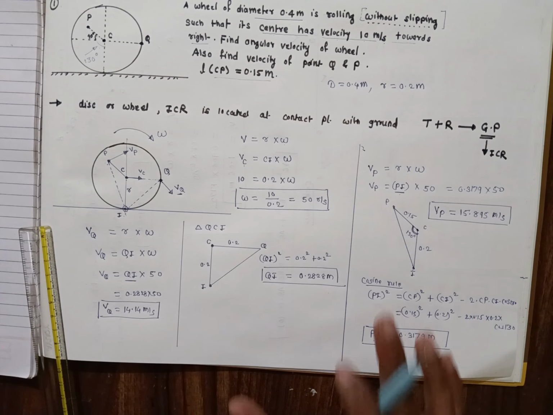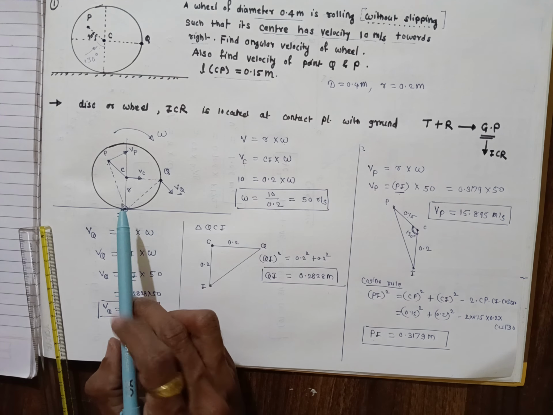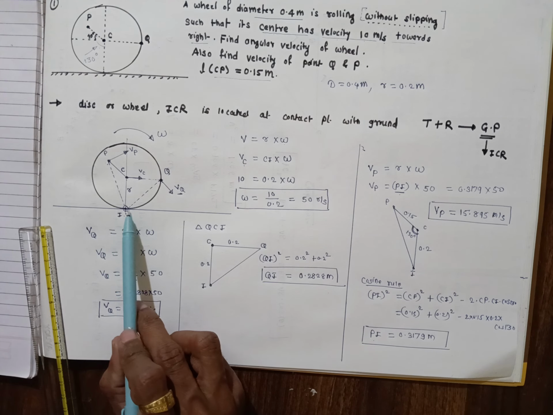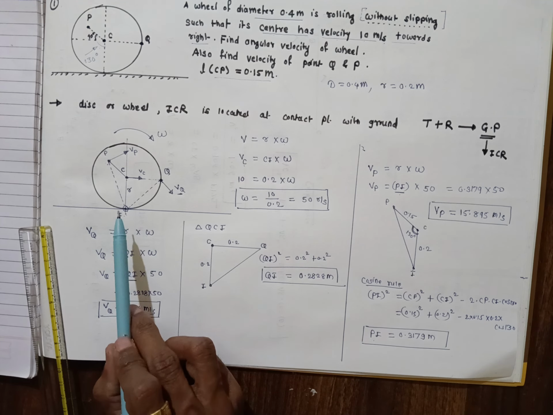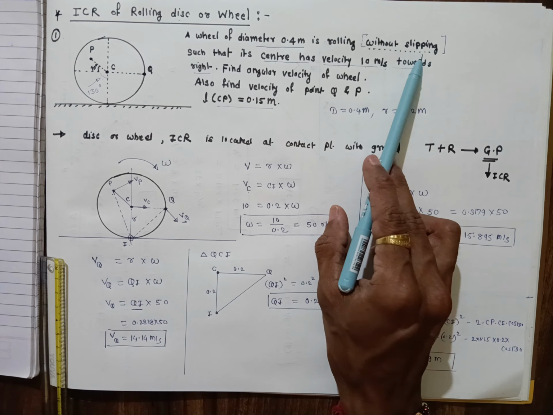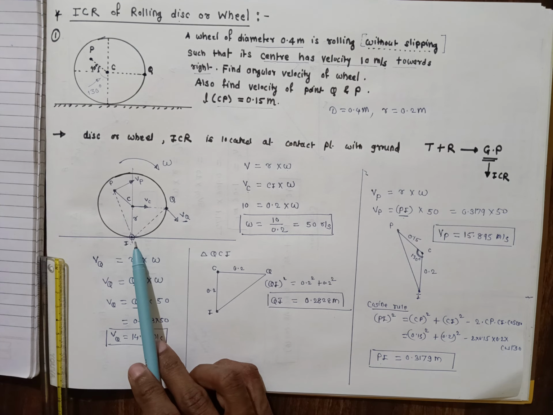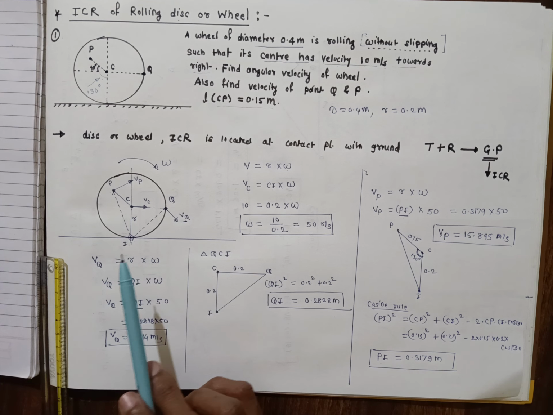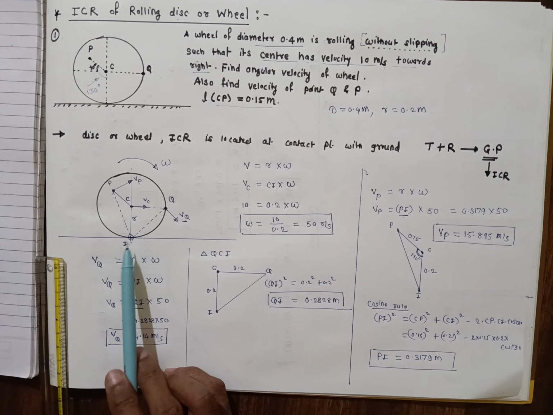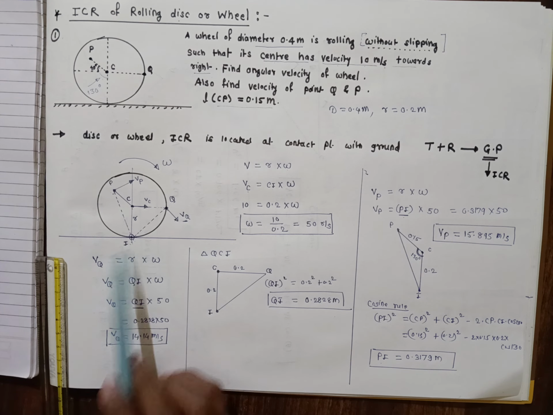In this way we can find out the velocity of any point on the wheel if we know the location of the ICR. Always remember, if the wheel is rolling without slipping, then the ICR is always located at the contact point. It may be contact with the ground or contact with the wall. Always the contact point is the ICR point.